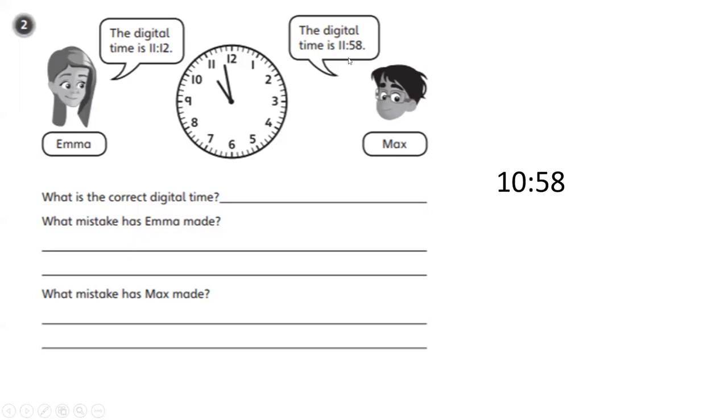Max, if we just look here, he's got his hour wrong, hasn't he? Because this is pointing nearly at the 11, he's thinking, oh, it's 11 and then 2 minutes to. But that would tell me it's 2 minutes to 12, and the hour hand would be nearly pointing towards the 12. So those are the two mistakes they've made.